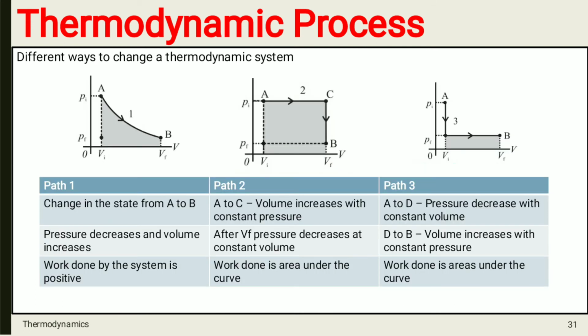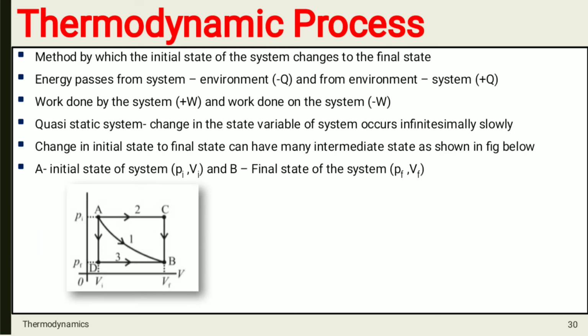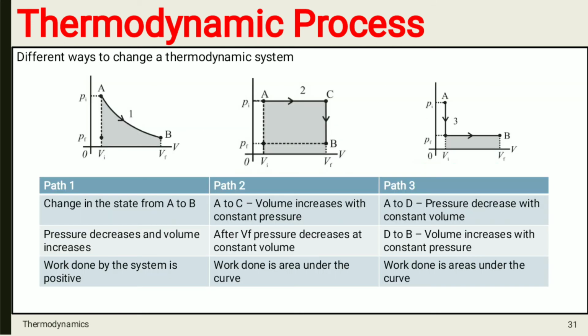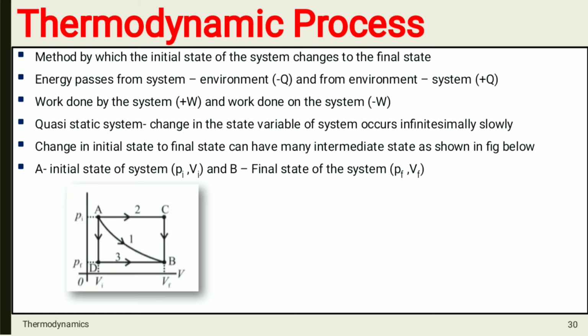So, in the first figure, here we have taken three paths together, and in the next three figures we have considered individual diagrams of the three paths. That is, the first path is A to B. Then what are the changes in pressure and volume of the gas when temperature is constant, that we will study.